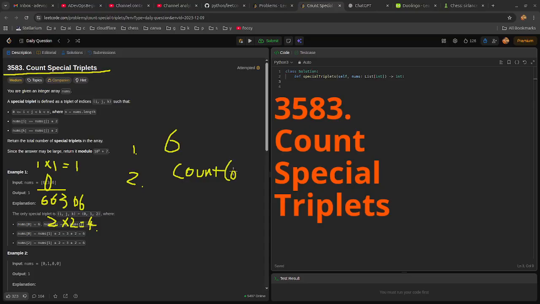So count 6. But counting 6 is not good enough. We want to see, for this given number, what's the total number of 6 before this 3, and what is the total number of 6 after 3?